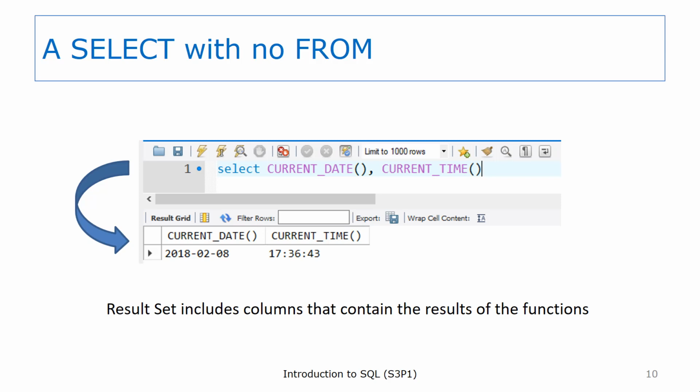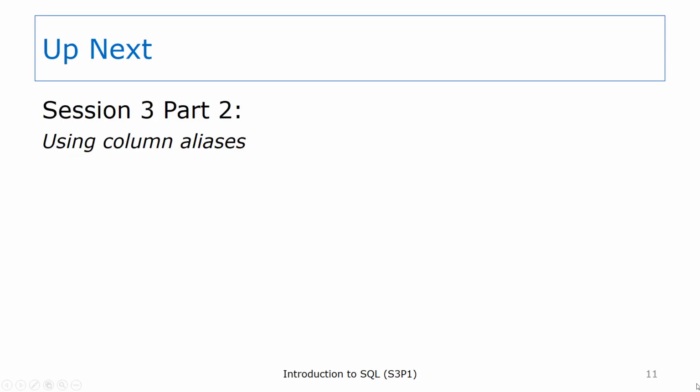You'll find that being able to run a select with no from clause is useful for running quick tests of functions. Rather than have to work with actual data, you can simply enter the statement to test the function. Once you've seen how the function works, you can then use it in a statement that works with data. You'll be working with many more functions throughout this course. The two functions used here were just to show an example. In the next video, we'll look at how and why to use column aliases with a select statement.